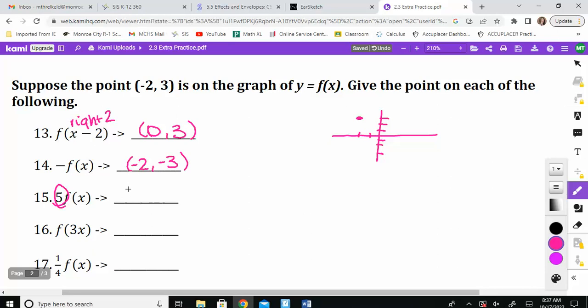So this says I'm going to take my y value and multiply it by 5. So it becomes -2, 15. See what I'm saying? It's kind of nasty. I told you.